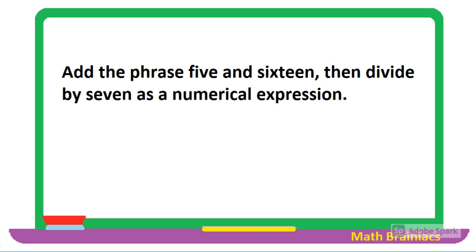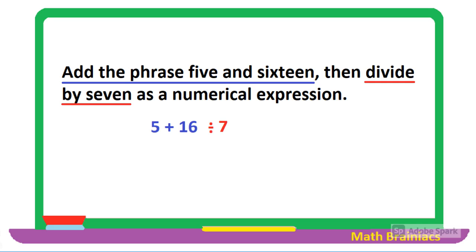Add the phrase 5 and 16, then divide by 7 as a numerical expression. You're not going to get the answer. You're just going to write the numerical expression. I'll draw a blue underline on the first condition. Add 5 and 16. Hence, the numerical expression of the first condition is 5 plus 16.